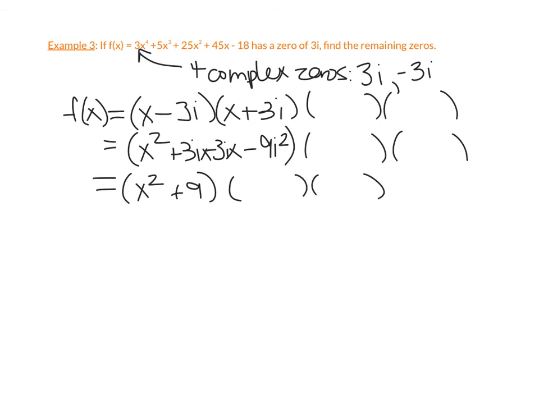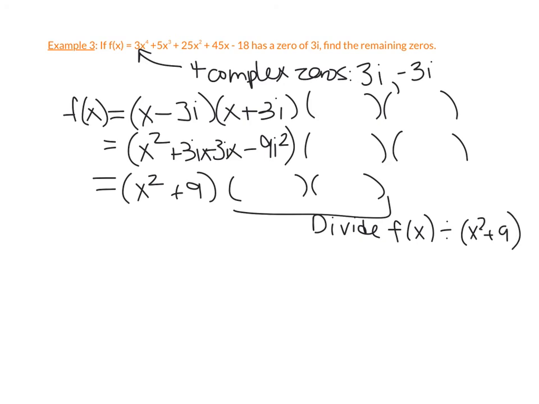I still have two factors missing, but luckily I now have a nice factor. It's not perfect. Unfortunately, I cannot use synthetic division. I do have kind of a long polynomial, so I can find these two factors by dividing. So I'm going to divide f of x by that previous factor, the x squared plus 9. So I'd like you to pause the video and try this on your own.